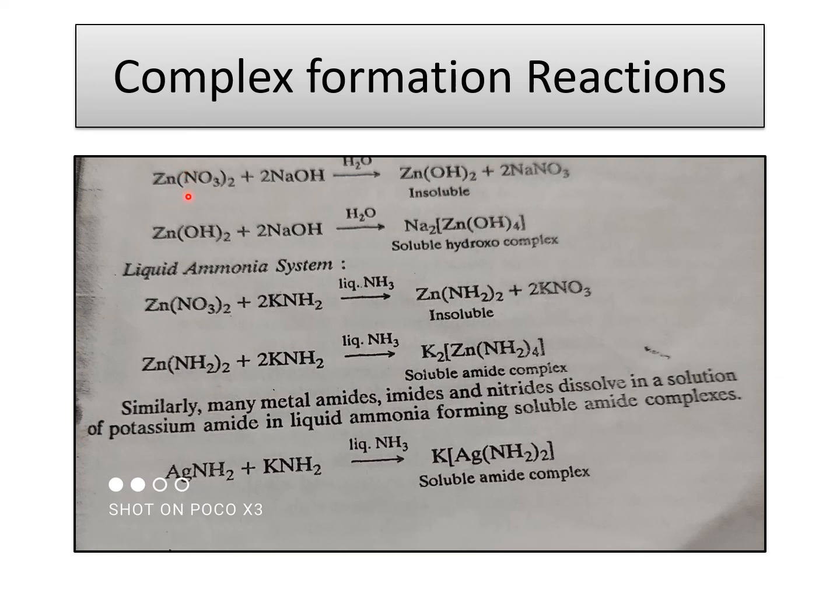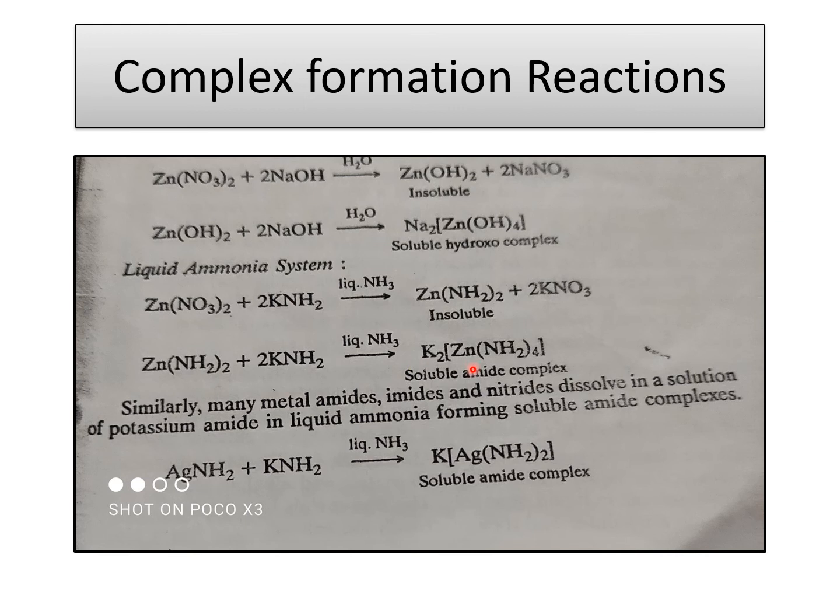Consider the reaction. Zinc nitrate reacts with sodium hydroxide in aqueous medium to form zinc hydroxide and sodium nitrate. In this case, zinc hydroxide is insoluble. That zinc hydroxide again reacts with sodium hydroxide in aqueous medium to form soluble hydroxo complex, that is Na2[Zn(OH)4]. Whereas zinc nitrate reacts with potassium amide in liquid ammonia to form insoluble zinc amide and potassium nitrate. That zinc amide again reacts with the potassium amide in liquid ammonia to form soluble amide complex, that is K2[Zn(NH2)4].